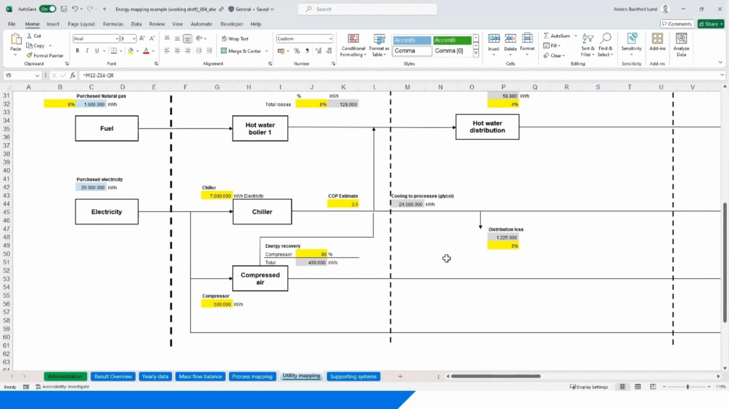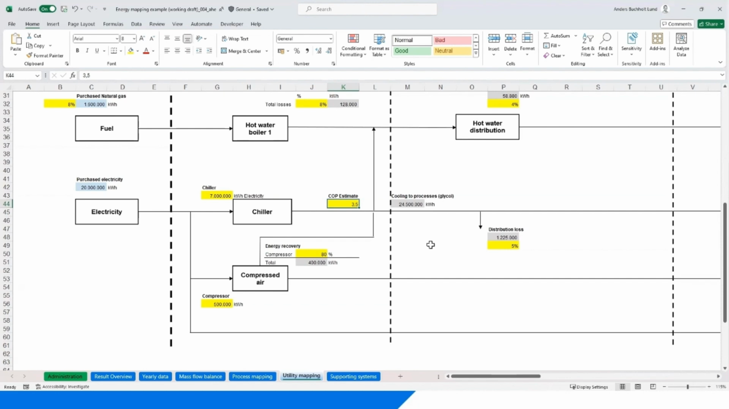The chillers, in this case, we have estimated, calculated, measured, whatever, an energy consumption of 7 million kilowatt hours. This is what we are using on the chillers. Then we know that the coefficient of performance of our chillers is 3.5. This is a value that we have got. Maybe it's been a measured value. We have got it from the supplier. Maybe we've retrieved that in other ways.